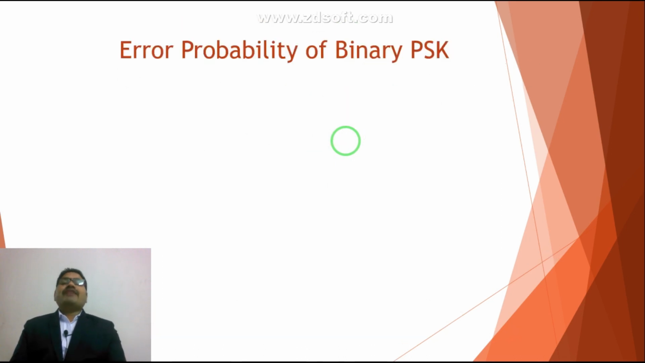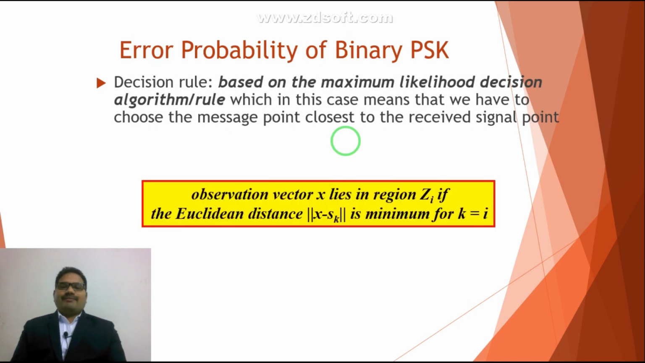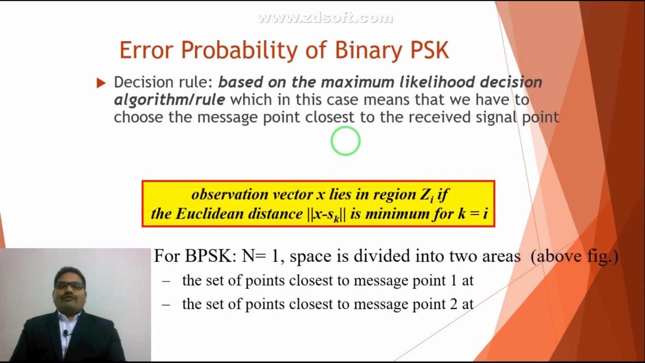Now next, moving towards the error probability of your binary PSK. Based on the maximum likelihood decision algorithm, which in this case means that we have to choose the message point closest to the received signal point. So for BPSK, as we know N equal to 1, the space is divided into two areas, that is Z1 and Z2. Z1 contains the points closest to message point 1 at plus square root of EB, and Z2 the set of points closest to message point 2 at minus square root of EB.